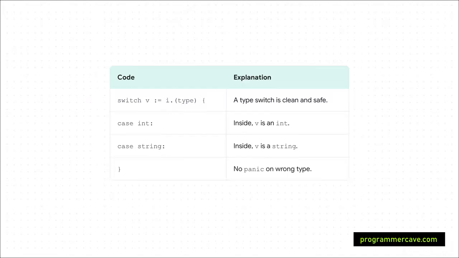So how do we peek inside that box safely? Well, Go gives us this fantastic tool called a type switch. It's the clean, idiomatic way to handle a value of type any. It checks the real type inside, and for each case, Go gives you a new variable, here v, that is guaranteed to be that specific type. So inside case int, v is an integer, and you can use it just like one, completely safely.